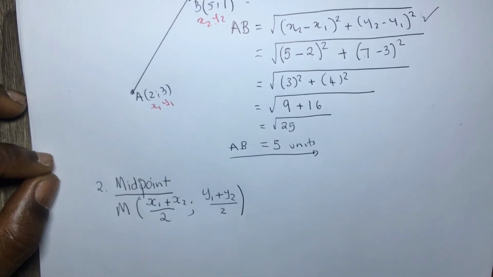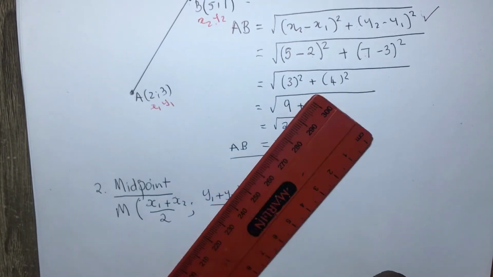Can you all see it? So let's just go to a question right away. It's very basic. So you take the x values of the 2 points, add them up together, divide them by 2, you get your x coordinate. You take the y values, add them up together, you get your y coordinate there. Perfect. So let's do this question quickly.